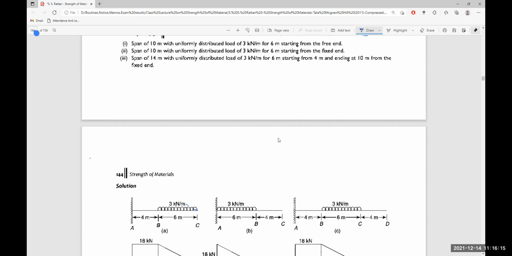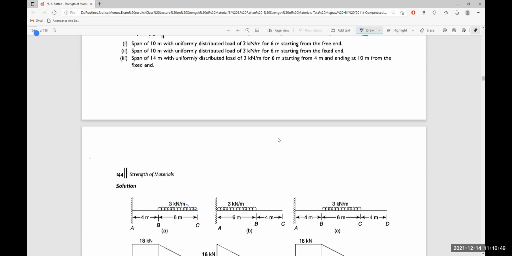A beam of 14 meter span carries a uniformly distributed load of 3 kilonewton per meter. What do we have here? We have a distributed load of 3 kilonewton per meter over a 6 meter length, starting 4 meter from the free end and ending 10 meter from the free end. So it starts 4 meter from this end.